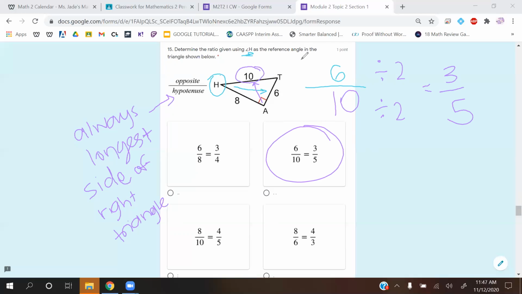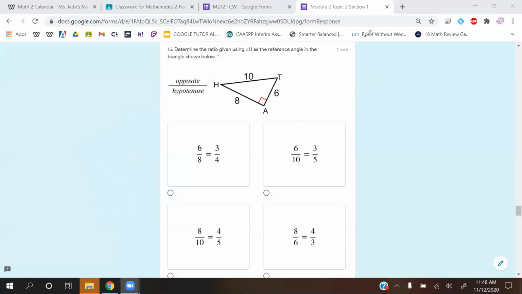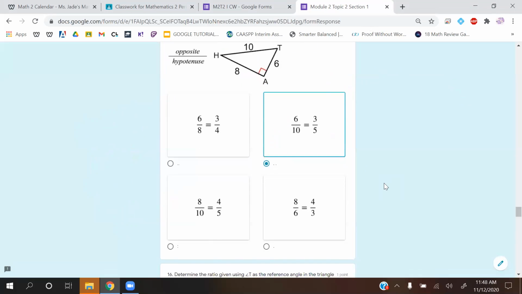I'll leave it here for a little bit for people to catch up. Almost done, guys. We're doing really well. Okay. I'm going to clear all drawings now, and we're going to select the answer. 6 over 10 is equal to 3 over 5. Now let's go to number 16.